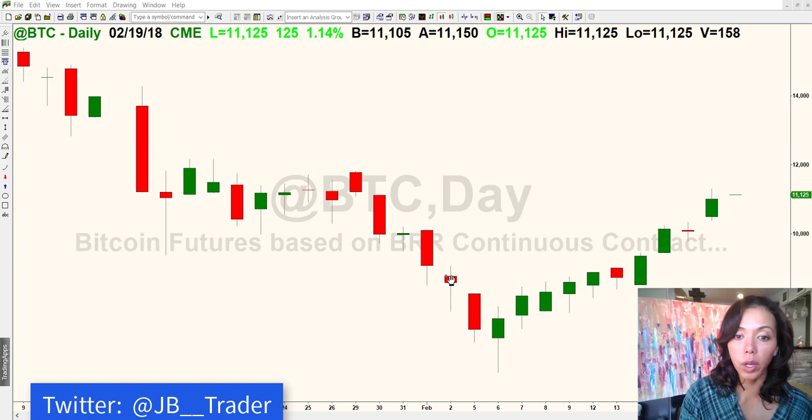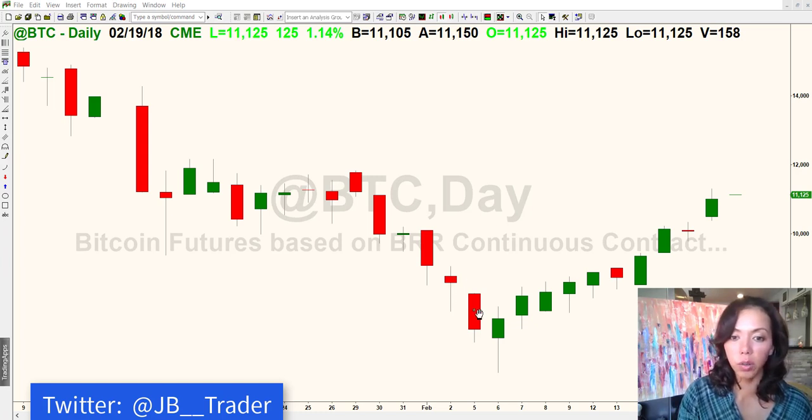I know the open is here and the close is here because it's red. So when it's red, the open is higher than the close. I'm going to say this again a different way. If the body of the candlestick is red, that means price closed lower than the open. So when you pull up a price chart, you want to practice doing this.